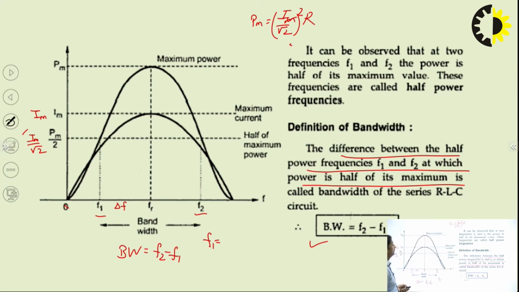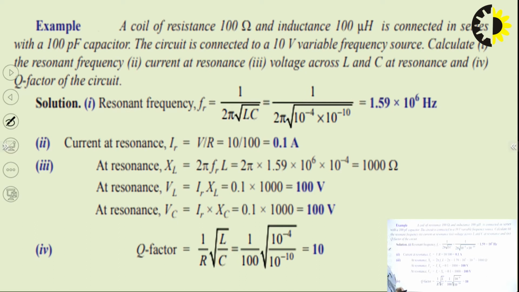Okay. Next is an example based on this. In this numerical, a coil of resistance 100 ohms and inductance of 100 micro Henry is connected in series with a 100 picofarad capacitor, and the circuit is connected to a 10 volt variable voltage source. Calculate the resonance frequency, the current at resonance, the voltage across L and C, and the Q factor. So this is the data that we have to calculate.